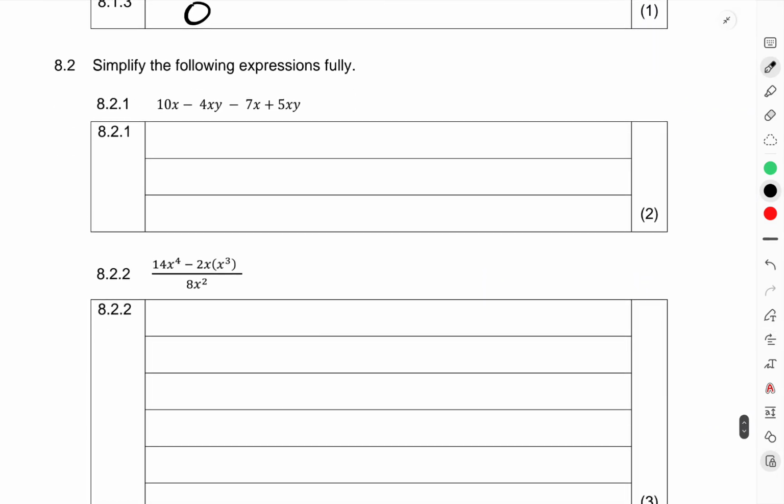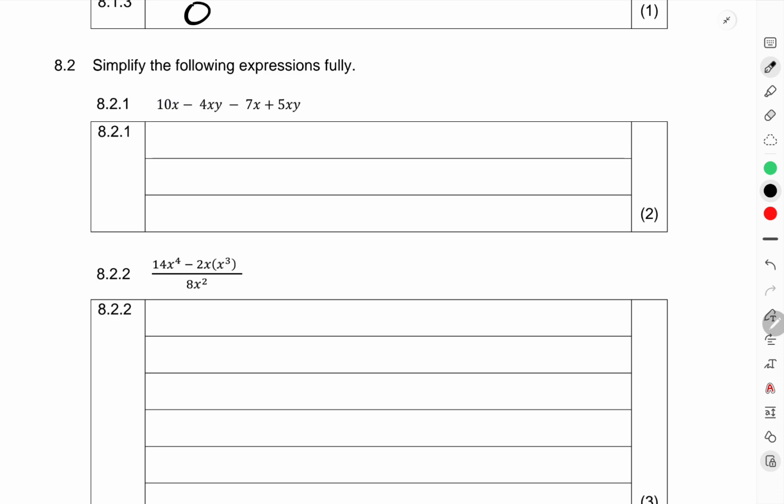Now let us go to 8.2. Simplify the following expression fully. When we are dealing with simplifying an expression, we have what are called like terms and unlike terms. The variables being used are x and y. The first term has variable x. The second term has x and y, so these two are unlike terms, because this one has x and this one has x and y.